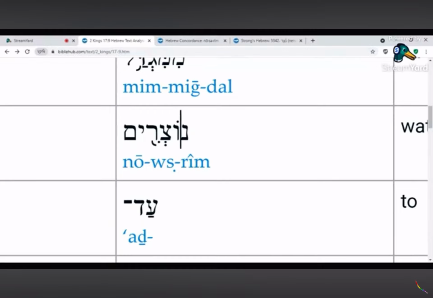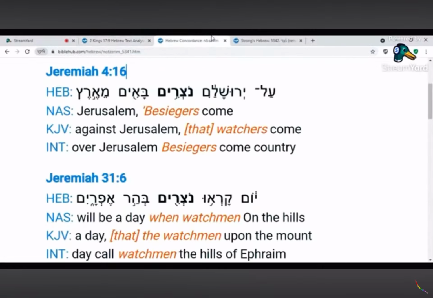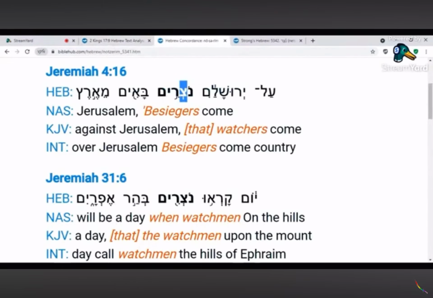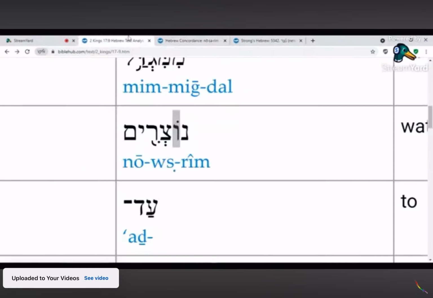Now, this word is not the same as this word. Can you see the difference here? You've got the N, the same. Then you've got the TZ, but there's no Vav, there's no O. The O is missing. This letter has gone. It's not there. The rest is the same. N, T, Z, R, I, M. But the O is missing.